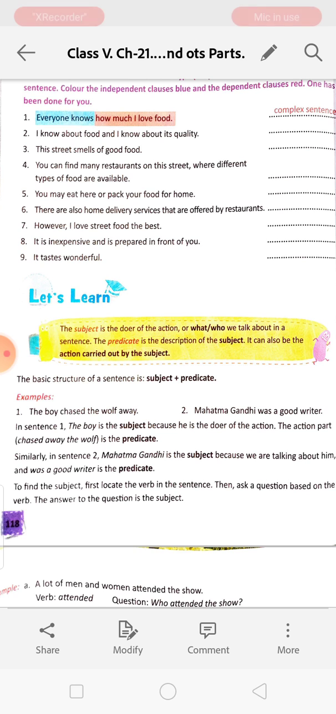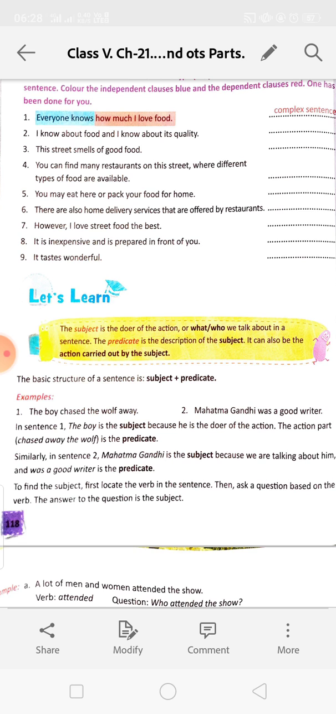Or we can say, the cow is grazing in the field. We are talking about the cow, so it is the subject. The verb is grazing. What is it doing? Grazing. Where? In the field. And the action the cow is doing is called the predicate. So the basic structure of a sentence is subject plus predicate.